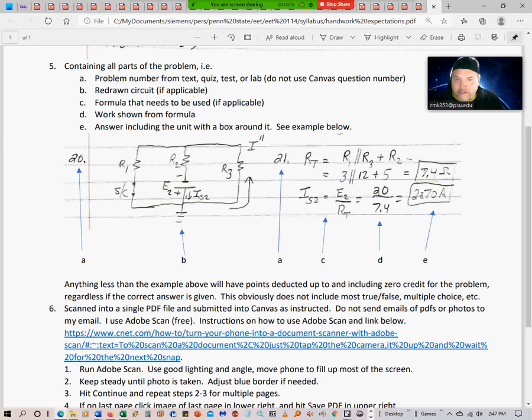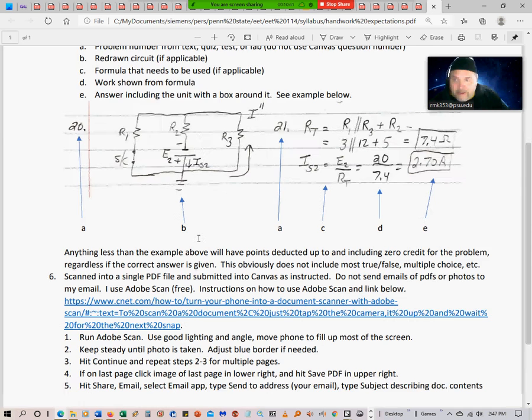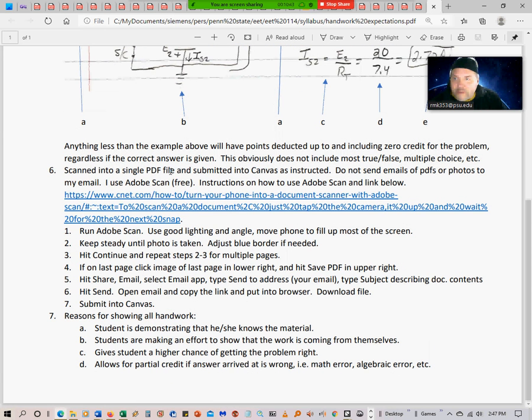If you just go in there and jump in, put 2.70 amps for your answer and don't show any of this, you're going to get a 0. You have to show handwork and scan it and submit it in Canvas. Do not forget that. So you scan and do a single PDF file.